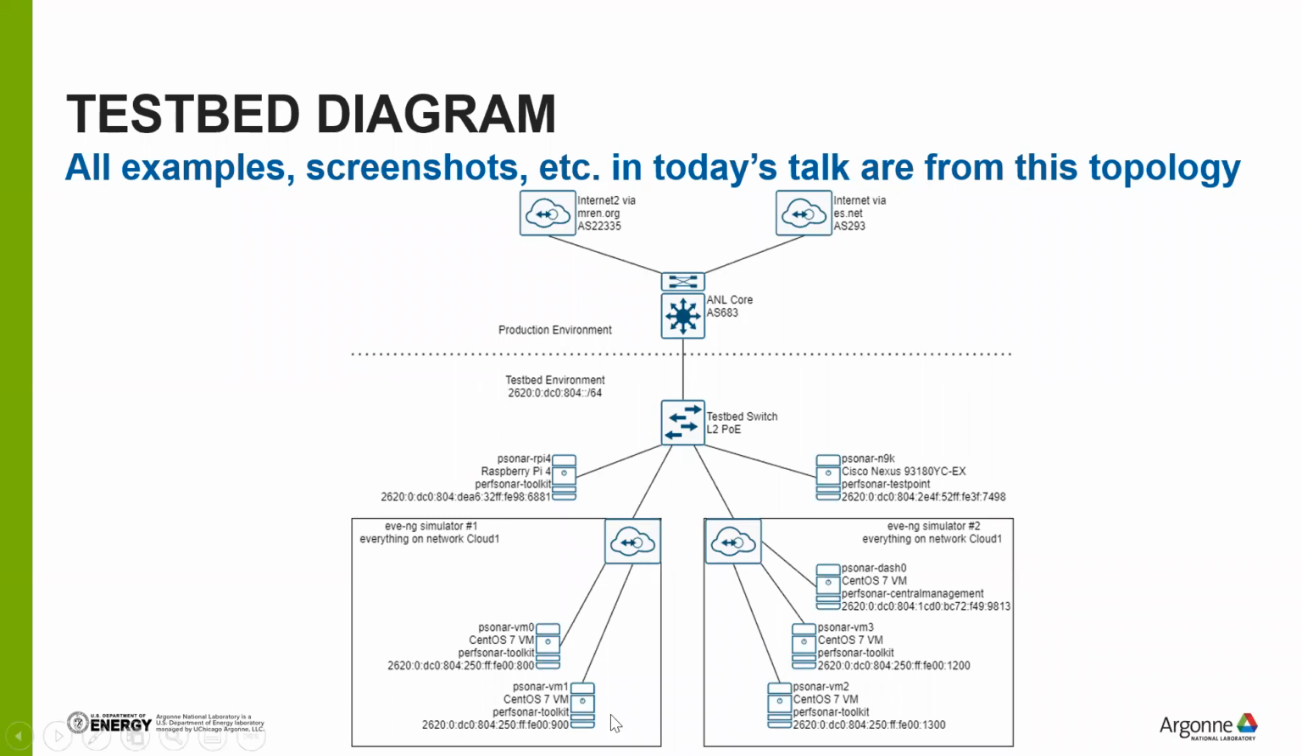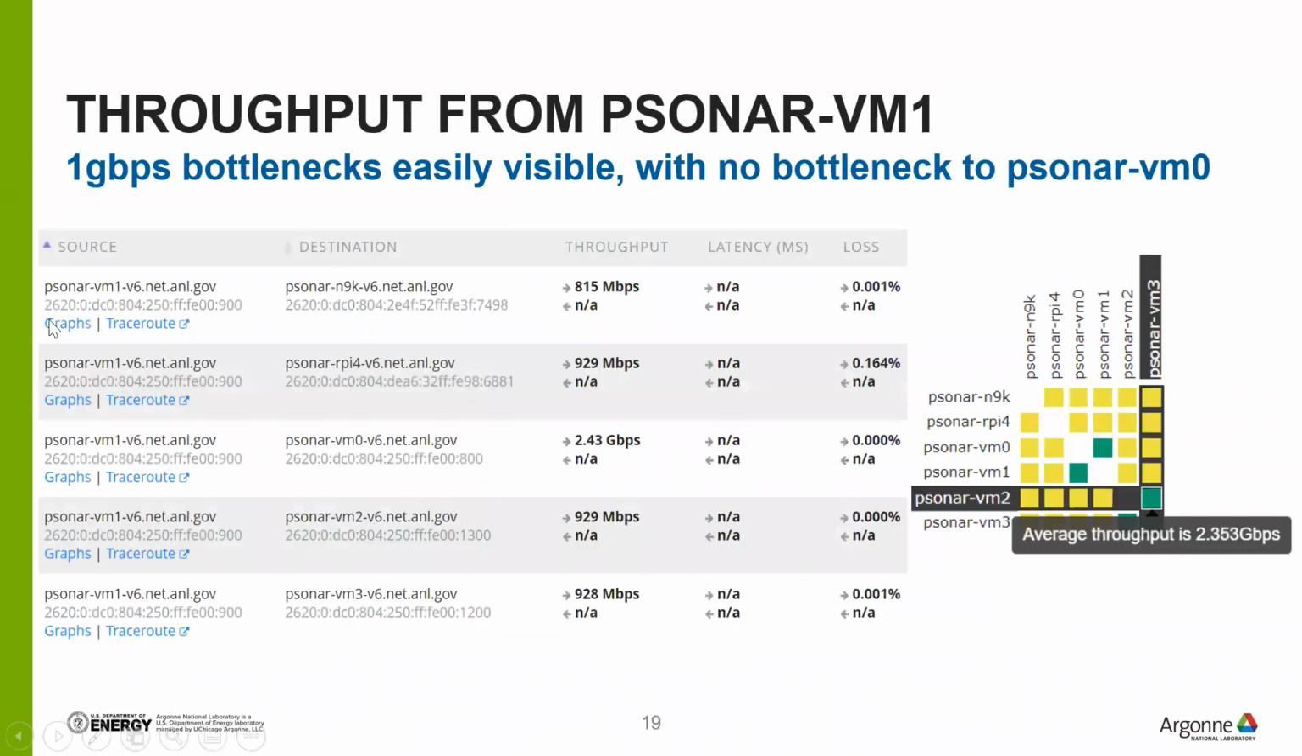And what we are expecting to see here is really good throughput numbers from VM1 to VM0, just because those are within the same EVE-NG simulator. There's no gigabit bottleneck. That should be pretty smooth looking. We are expecting to see a gigabit bottleneck to the other perfsonar toolkits running on the other EVE-NG x86 box. And of course, with the Raspberry Pi and the Cisco Nexus switch all plugged in at 1 gig, we're hoping to see something close to the theoretical max of around, give or take, 950 megs a second on all of those results.